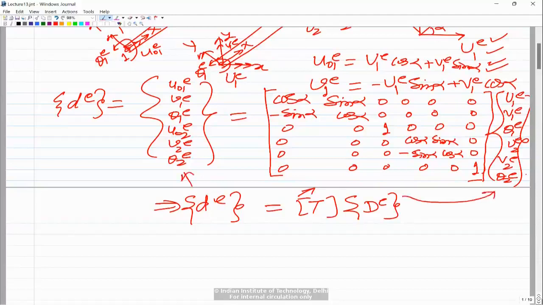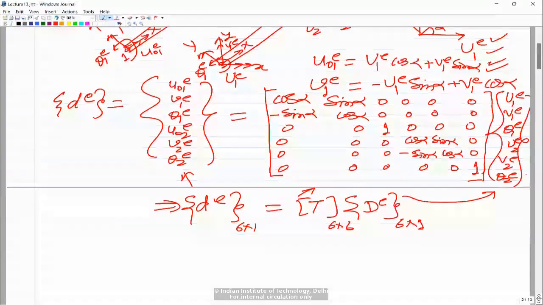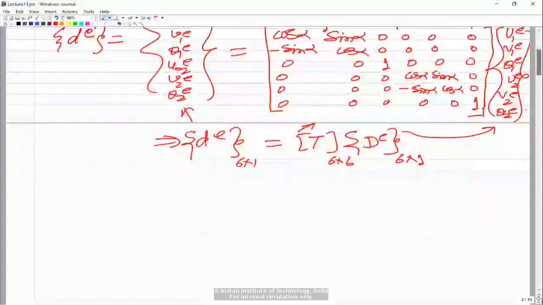And you see that this is a 6 by 1 vector, the transformation matrix is a 6 by 6 matrix, and this degrees of freedom with respect to global coordinate axis is a 6 by 1 vector. So I think I have discussed up to here. Now if you want to do the transformation similar to the way we did for the truss, the other steps are the same, only the transformation matrix is different.